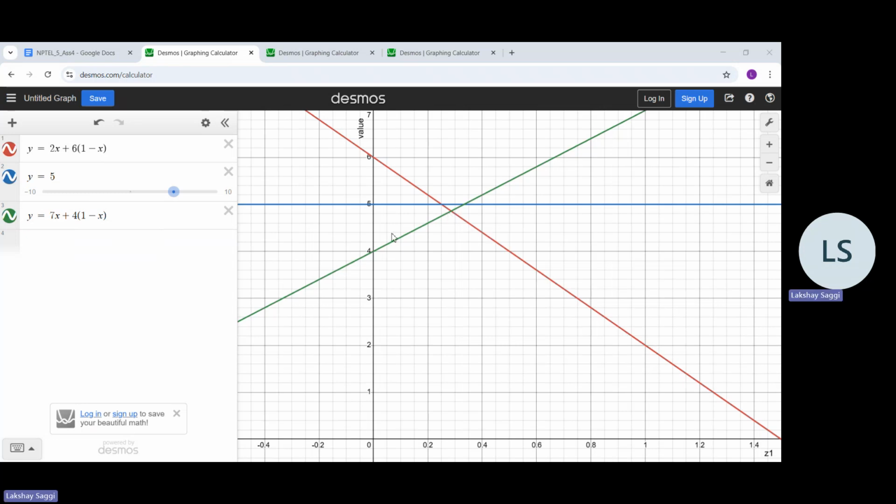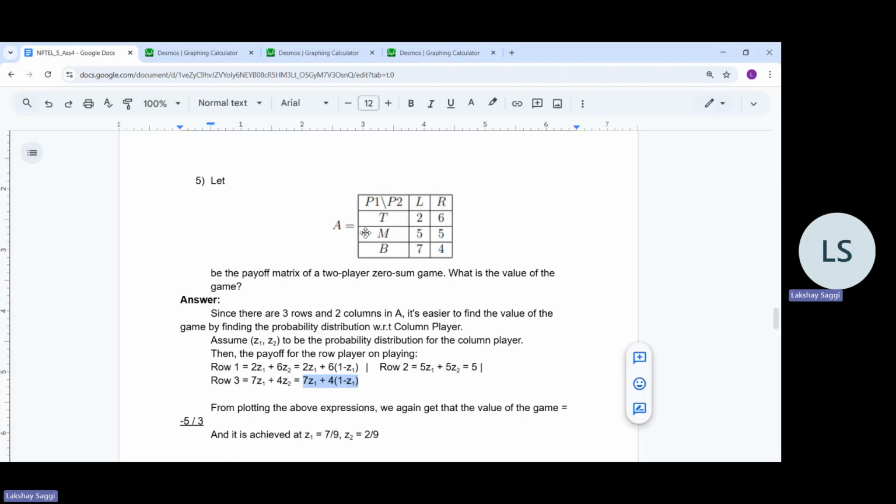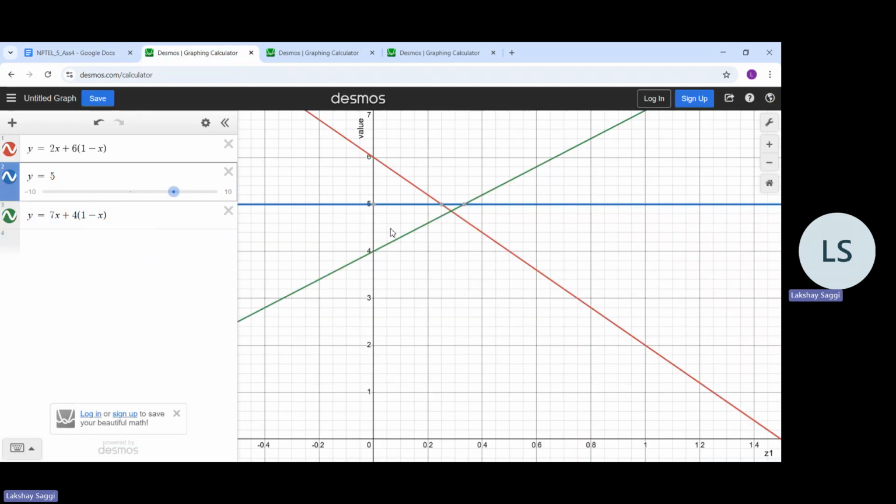Initially, as you can see, the green part is the lower part from 0 to this point, and after that the red takes over as the lowest. Note that the blue part, y equals 5, never becomes the lowest point, so it is redundant. The second strategy is useless for the row player, who will always use the first or the third strategy. The column player wants to maximize over this lower curve, so the maximum value will be at this point.